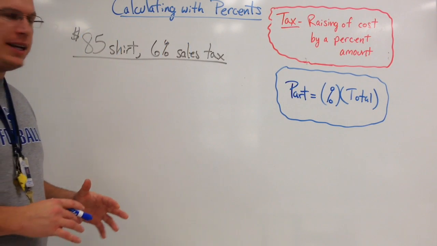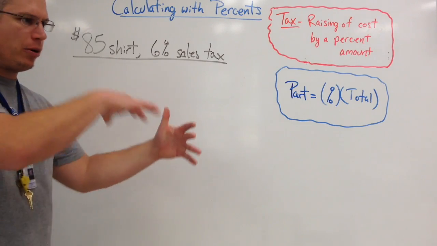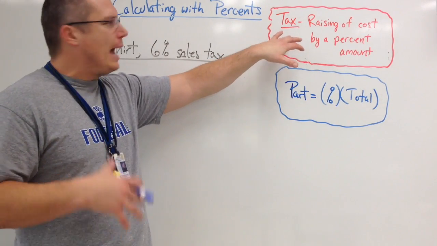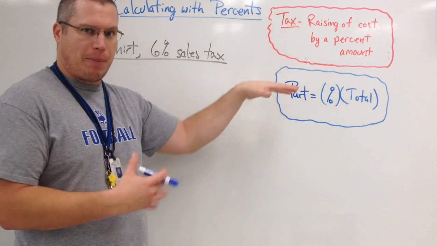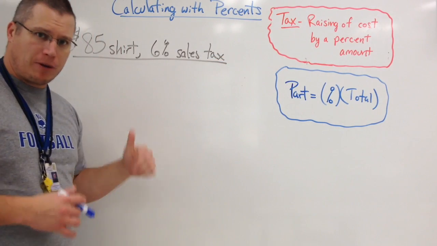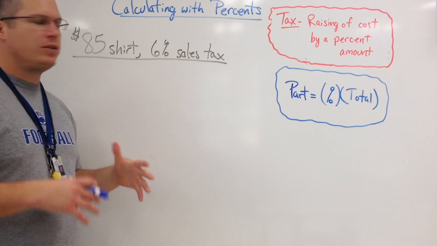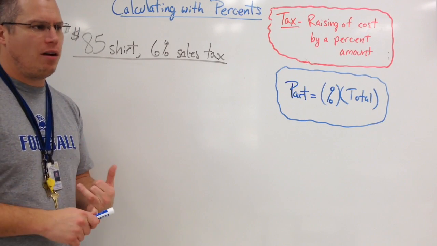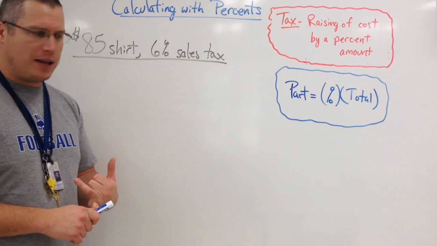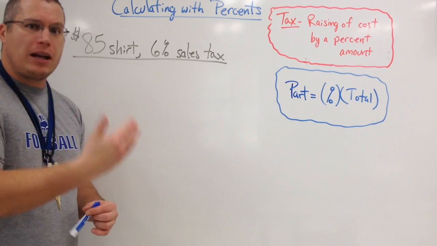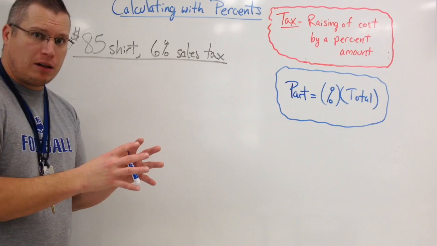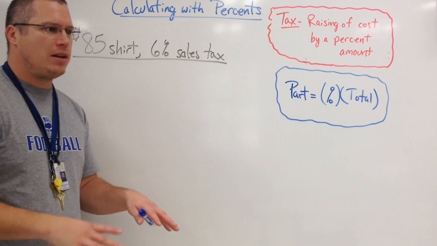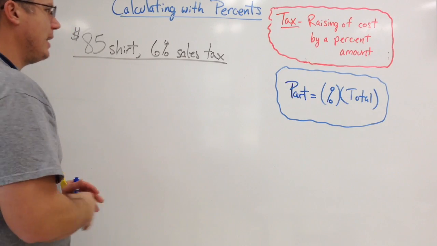Let's keep going with this idea. The next idea you can talk about with percents, dealing with money and purchases, is tax. Tax is a raising of the cost by a specific percent amount. Mostly sales tax. Pennsylvania has 6% sales tax on things that aren't considered necessities. What that means is you're going to pay extra for whatever it is you bought, and then that money goes back to the state, and the state distributes that into state projects like roads, bridges, things like that.